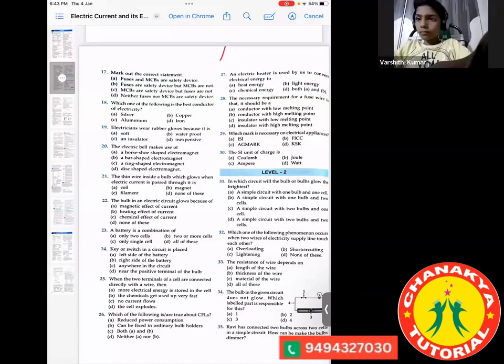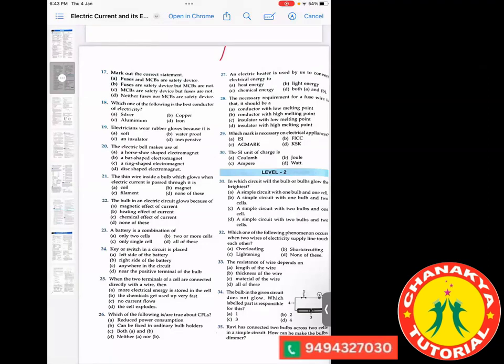Varshit, question number 29. Which mark is necessary on electric appliances? Ma'am, I think it's option B. It is A. You can see on any of the appliances, you will be able to see the mark ISI. It will be marked there, ISI.